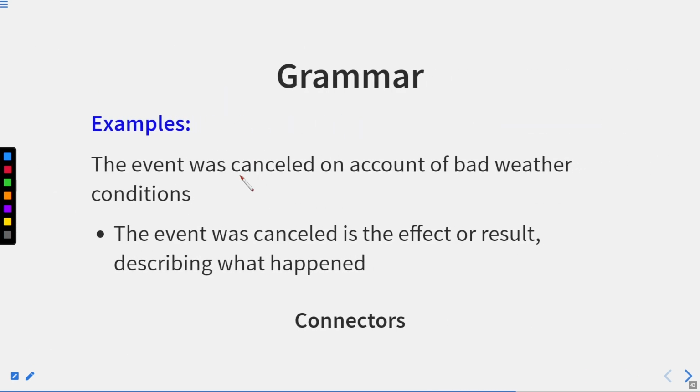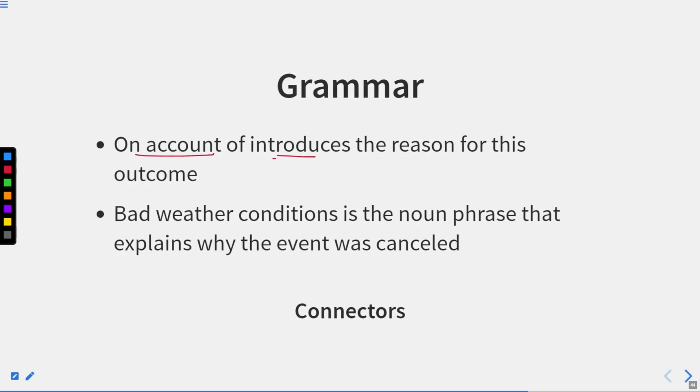Examples: the event was cancelled on account of bad weather conditions. Now, here you can see the event was cancelled is the effect or result describing what happened. On account of introduces the reason for this outcome. Bad weather conditions is the noun phrase that explains why the event was cancelled. So, on account of is just used with that particular clause that contains the noun or the noun phrase showing the reason or the cause for that particular outcome or result that we got because of that reason.